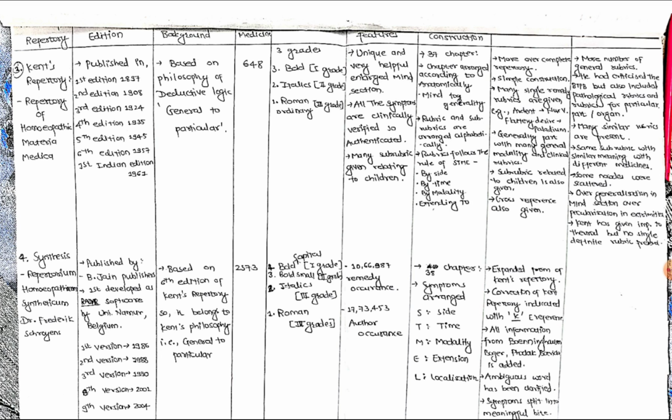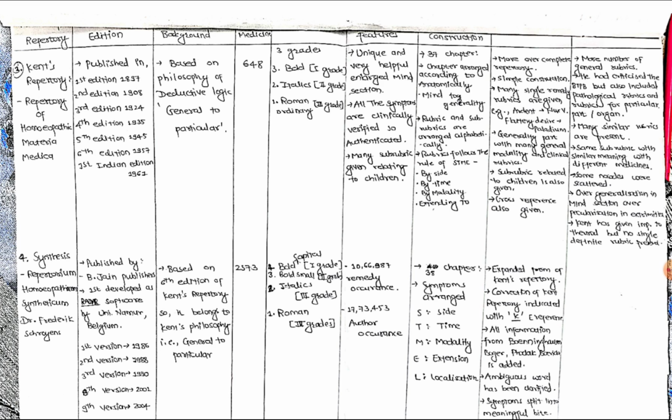Background: based on the philosophy of deductive logic, generals to particular, medicines given are 648. 3 grades, basically 3 marks symptom in bold, 2 marks in italics, and 1 mark in Roman. Features: it's unique and very helpful with an enlarged mind section. All the symptoms are clinically verified, so it is very authenticated. Many sub-rubrics are given in relation to children.